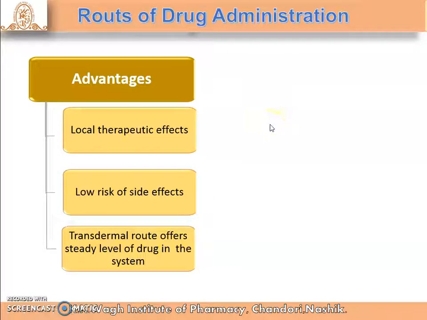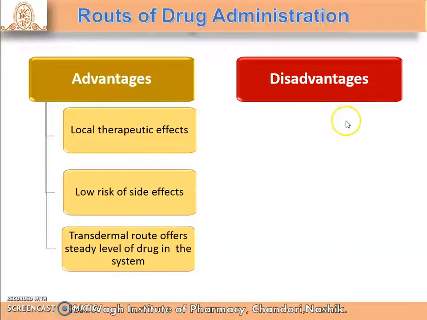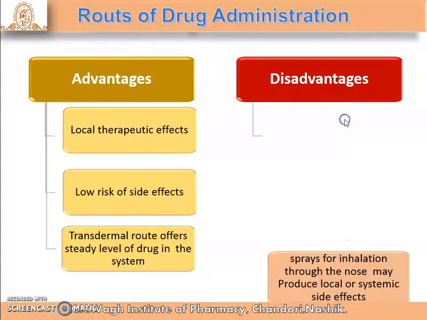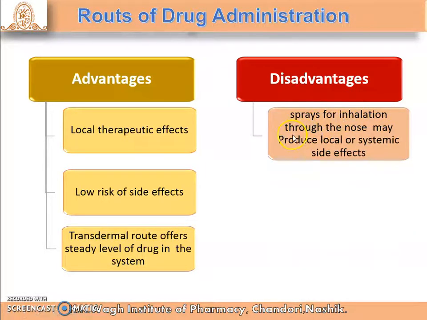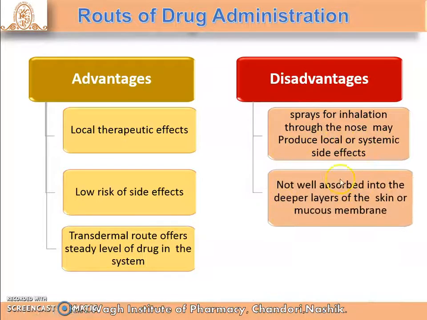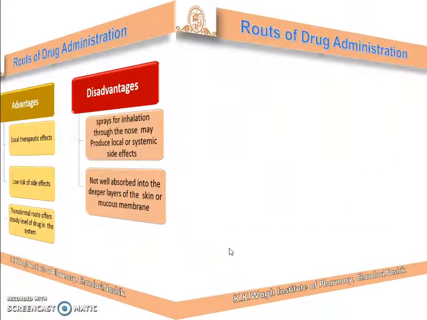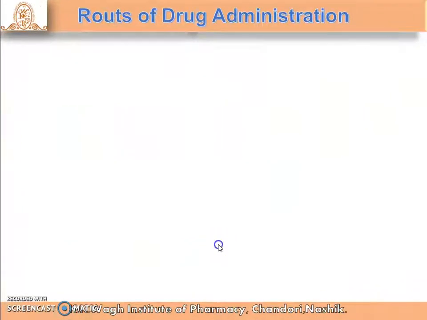If we use patches for some kind of therapy, then we get a steady level of the drug in our body. Disadvantages of the topical route: first, a spray for inhalation through the nose may produce a local or systemic side effect. It is not well absorbed into the deeper layers of the skin or the mucous membrane. Powder or ointment creams are sometimes not deeply absorbed.